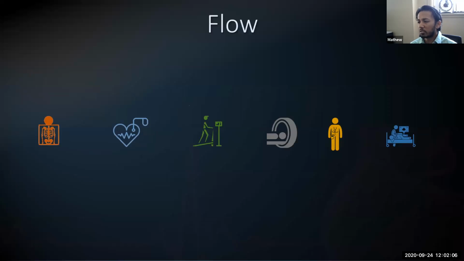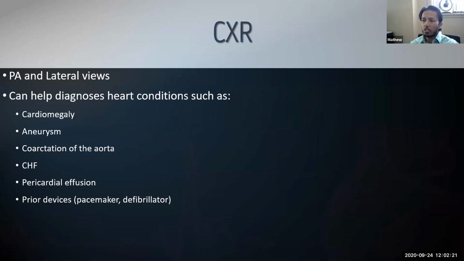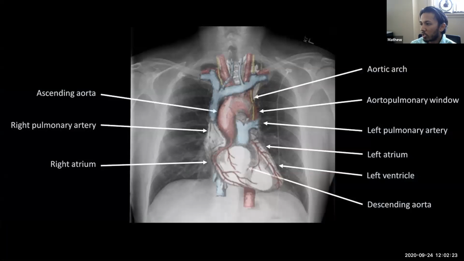So here are some objectives. Don't worry about these, but the flow: we're going to go over imaging of the chest x-rays, then the overall pacemakers, stress testing, MRI, CT, the Holter event monitors, and then echo. So let's start with chest x-ray. We already know a lot about this. This is what the heart really looks like if you use an overlying anatomical image over the chest x-ray.